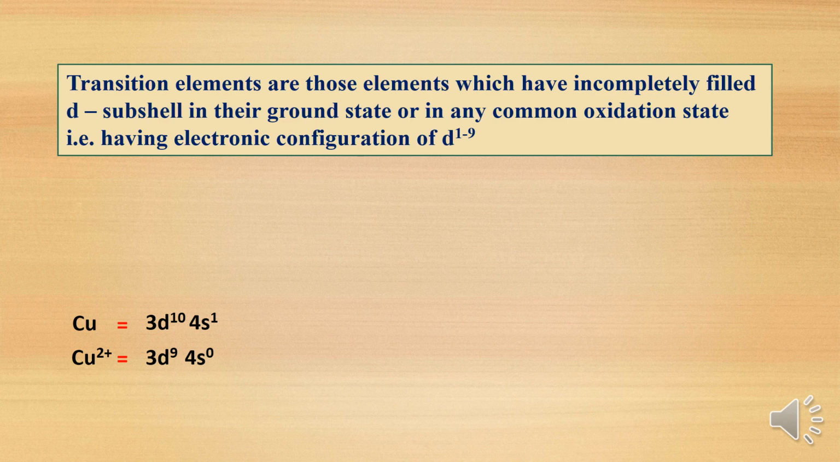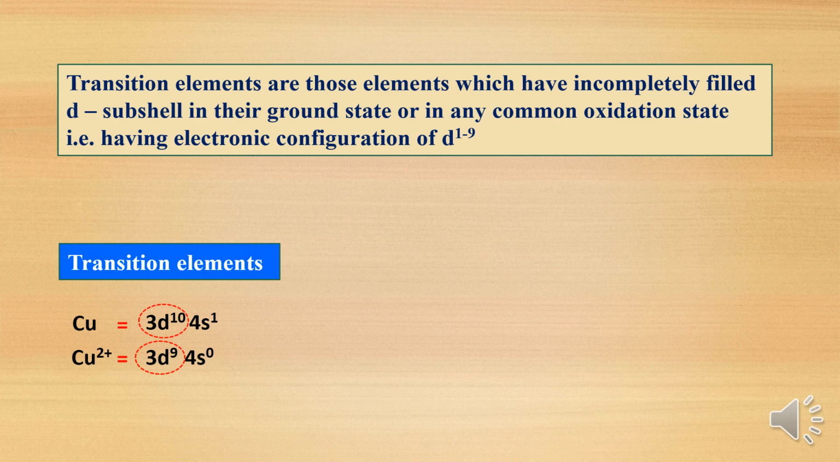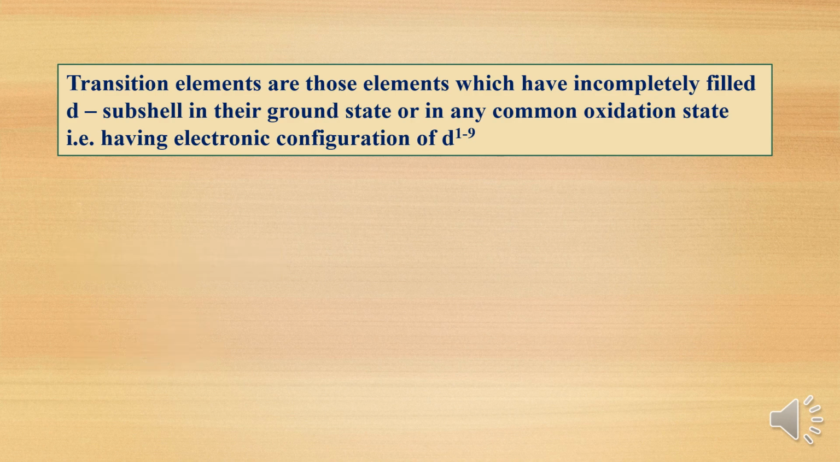Now the d9 system is there. So d10 and d9: d10 means it is not a transition element, while d9 means it is a transition element. Even if you see d10 4s1, one electron from the d orbital can shift into 4s, and that time also it will get converted into 3d9 only. So consider copper and copper plus 2 as transition elements.